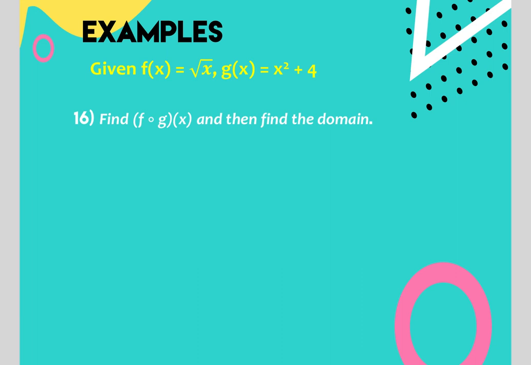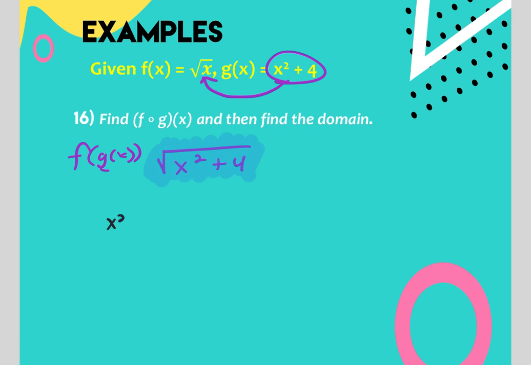This time it says f of g of x. So I'm going to find f of g of x by plugging the g into the f. And I end up with the square root of x squared plus 4. And that's my composite function. Now, is there a restriction on the composite function? Yes. That has a square root, which means the x squared plus 4 has to be greater than or equal to 0.